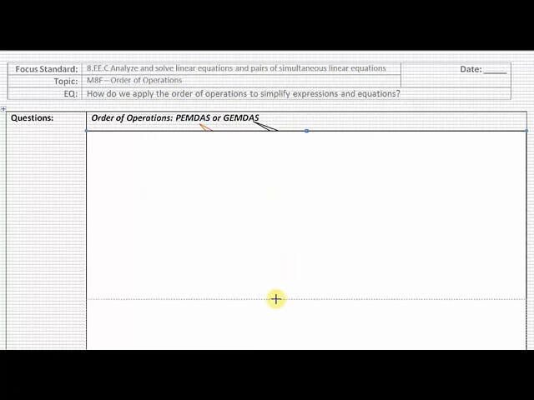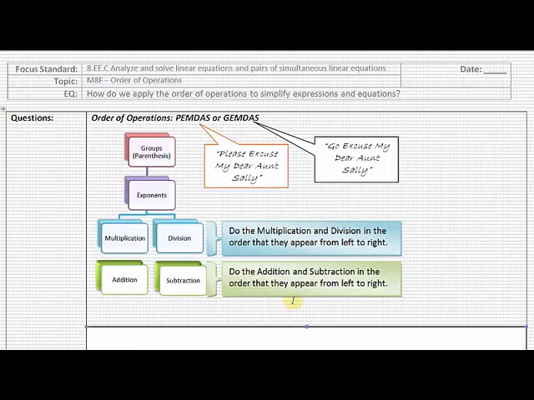But this is rather the steps that we take to solve any kind of mathematical problem, to simplify it down. And so this is an acronym where each letter stands for the next step. Sometimes we remember this acronym by saying, "Please excuse my dear Aunt Sally." And then for GEMDAS, I've changed it a little bit to say, "Go excuse my dear Aunt Sally."